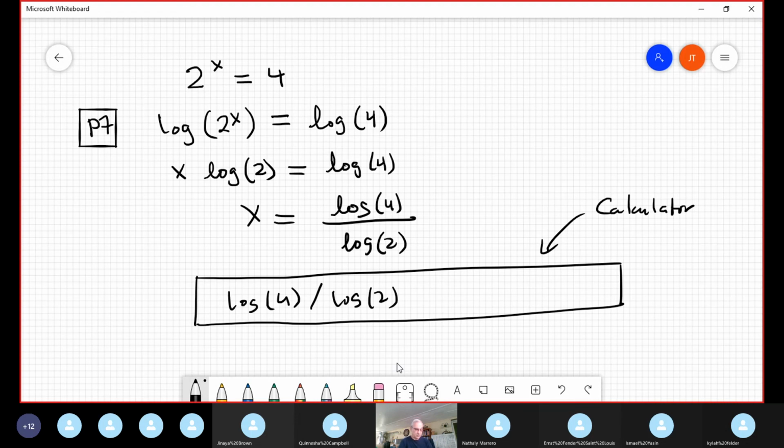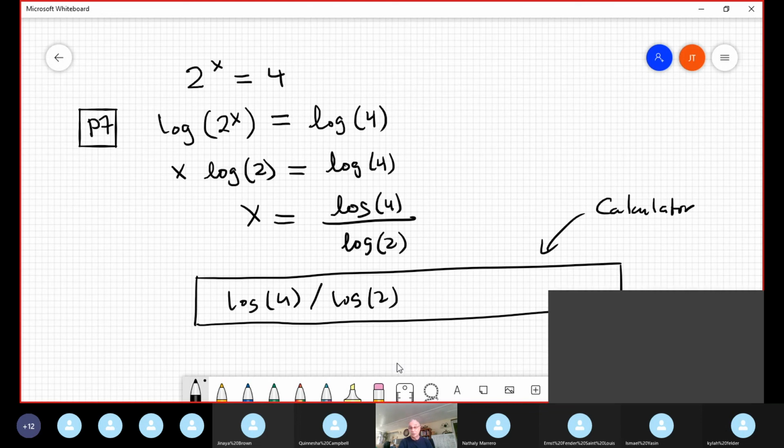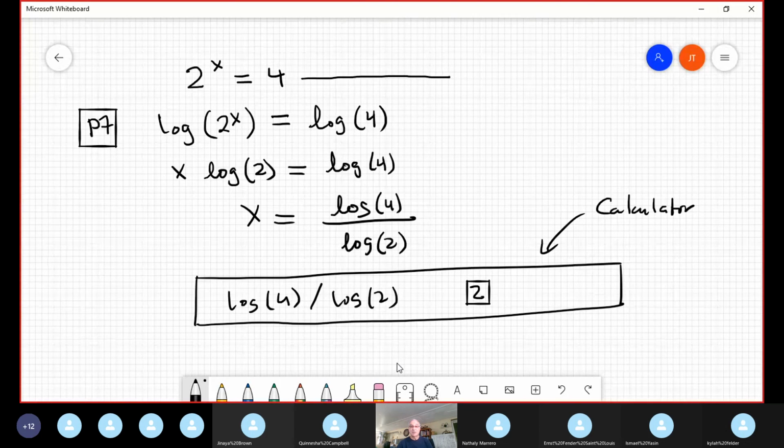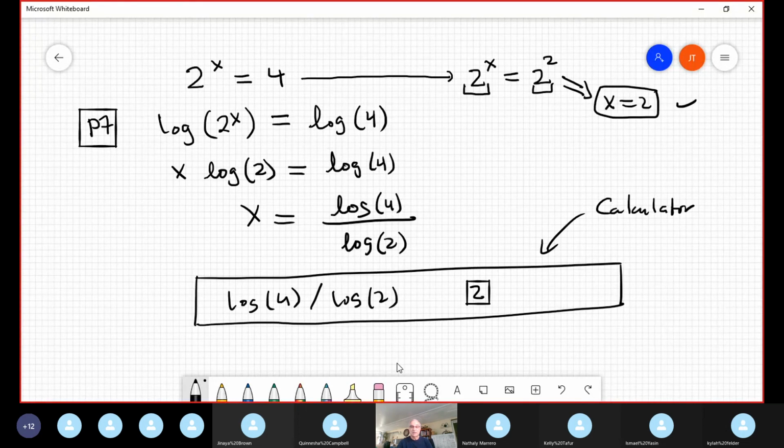Please help me. LOG of 4, close the parenthesis. Don't forget to close the parenthesis. It's 2, which is the same answer that we get using the other idea. The other idea is to manipulate both sides in order to express it using the same base, and automatically without logarithm, we get x equal to that. This is one possibility. This is another possibility, more general.